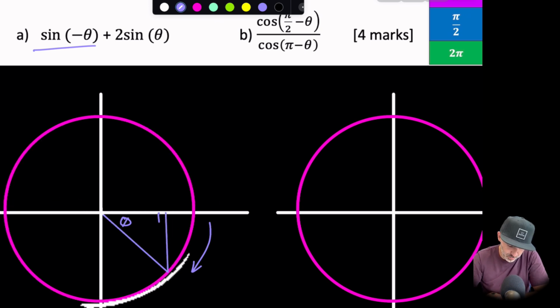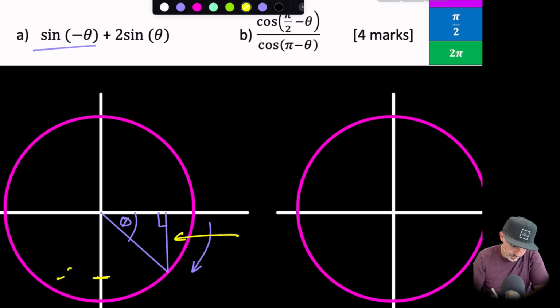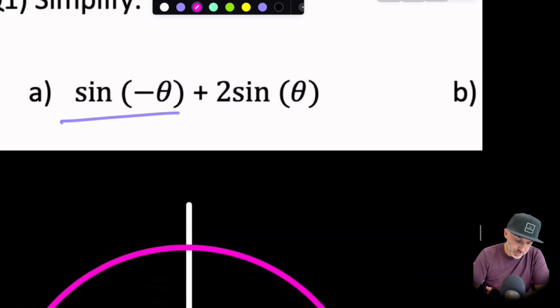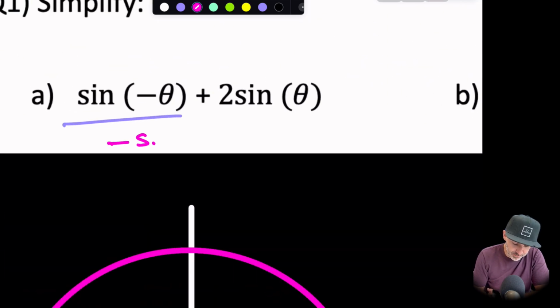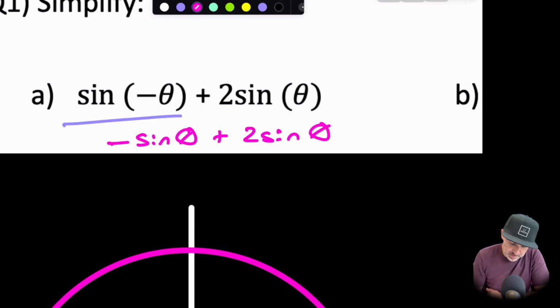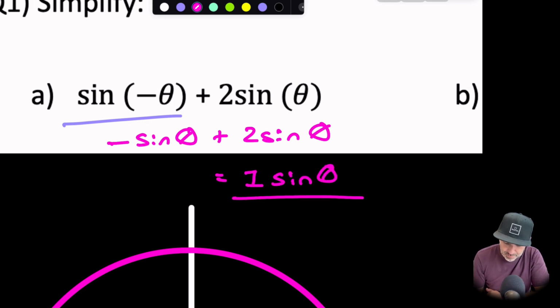And if we draw a triangle, we recognize that sine means the opposite side. So in other words, they want us to know what this side is here. So therefore, that vertical height there would just be negative sine theta, because it's minus, because it's below the origin, and vertical is to do with height. So this expression will be negative sine theta plus 2 sine theta, resulting in simply 1 sine theta.